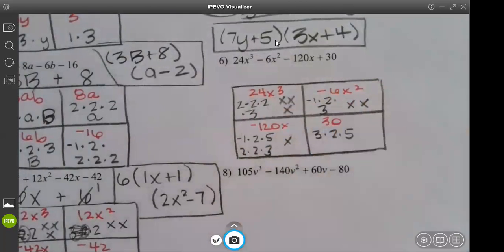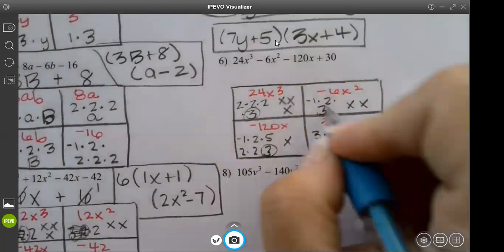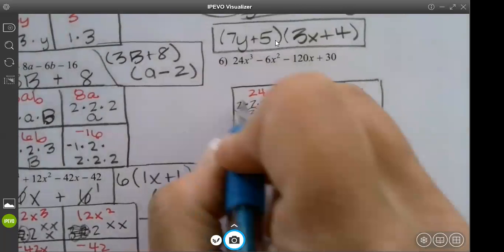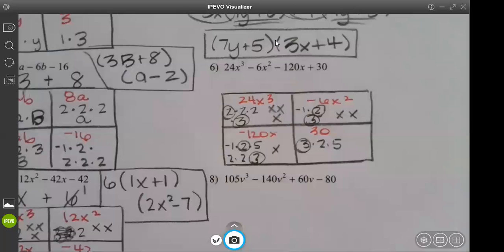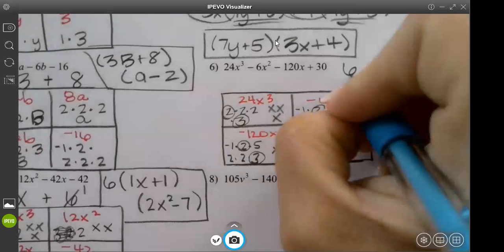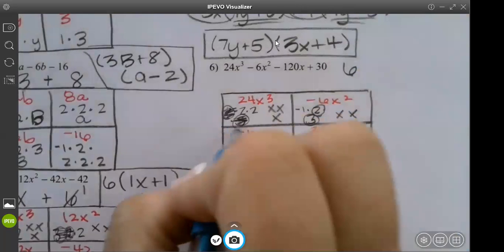So here's what you do in the box. Do you see anything in all 4? A 3 and a 2. That is your GCF. What's 3 times 2? 6. That's going to go in the front. So we just write it down. Now you just mark these out. We don't use these anymore.